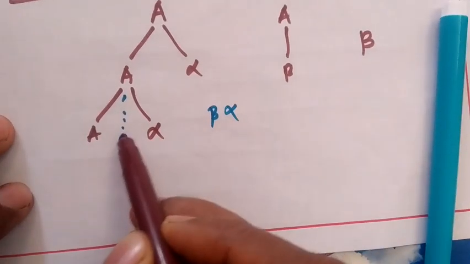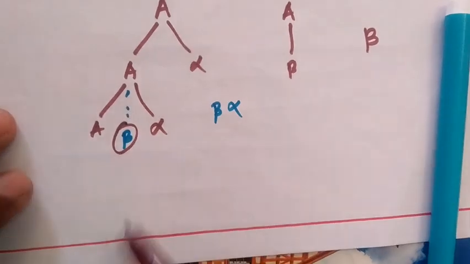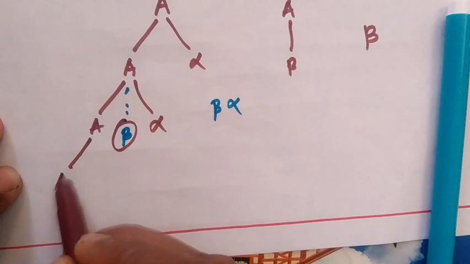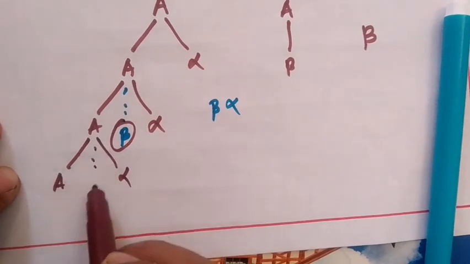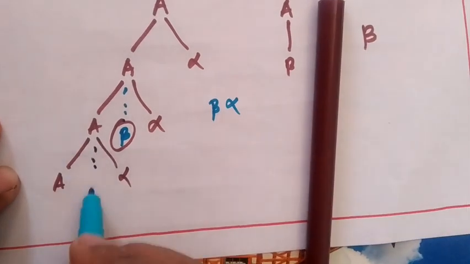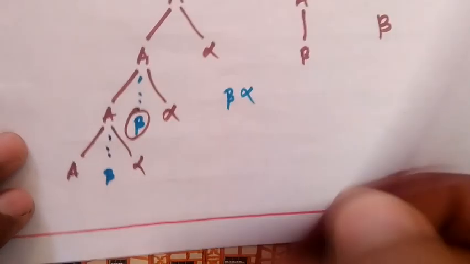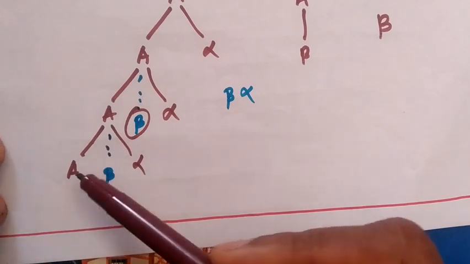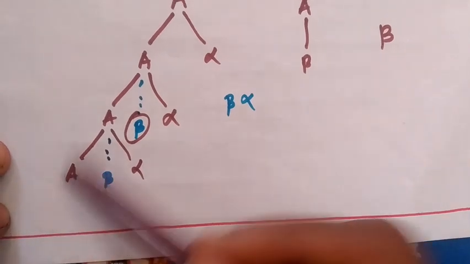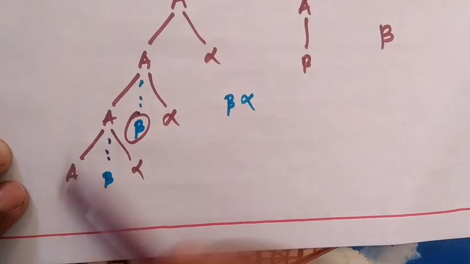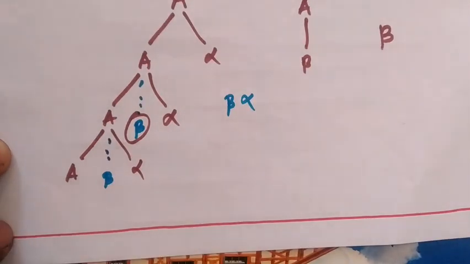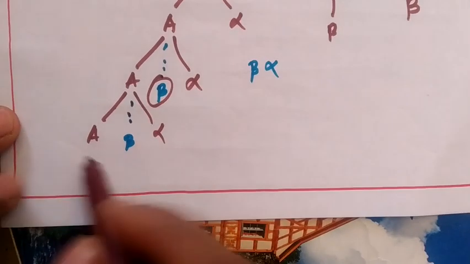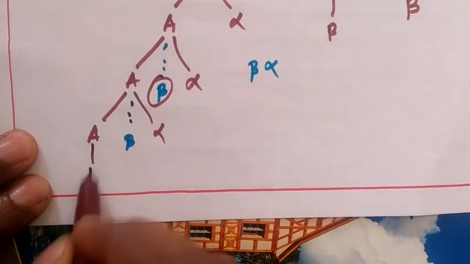If I am not using beta, then again I will get a non-terminal on the left side. I need to replace it with A, either by using A alpha or by using beta. So this will continue. You can see that in the parse tree, the leftmost node is always a non-terminal, and if you remove this non-terminal by using A alpha, then it will continue in the leftmost direction. It will never end. If you want to end, the only option is to replace A by beta.